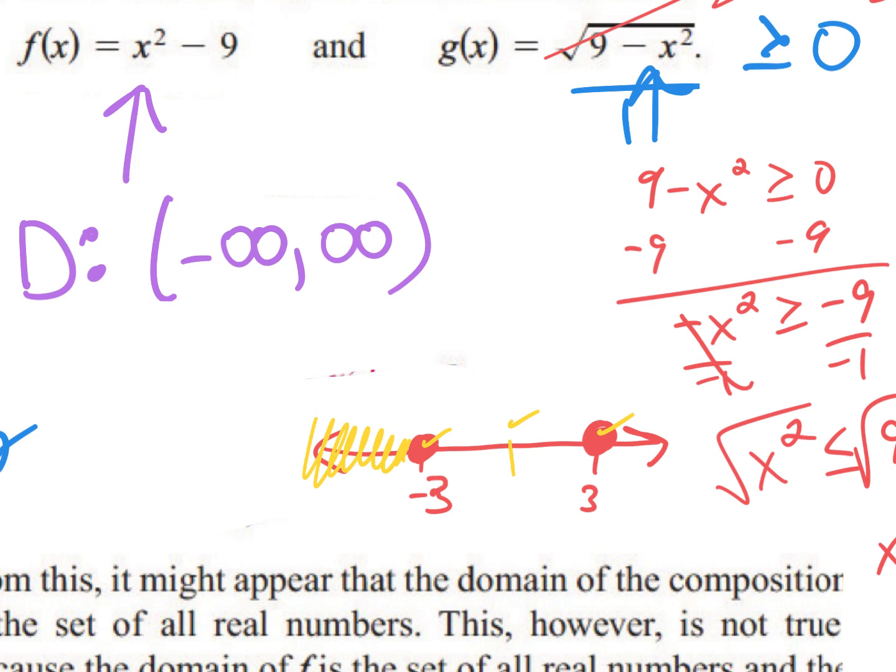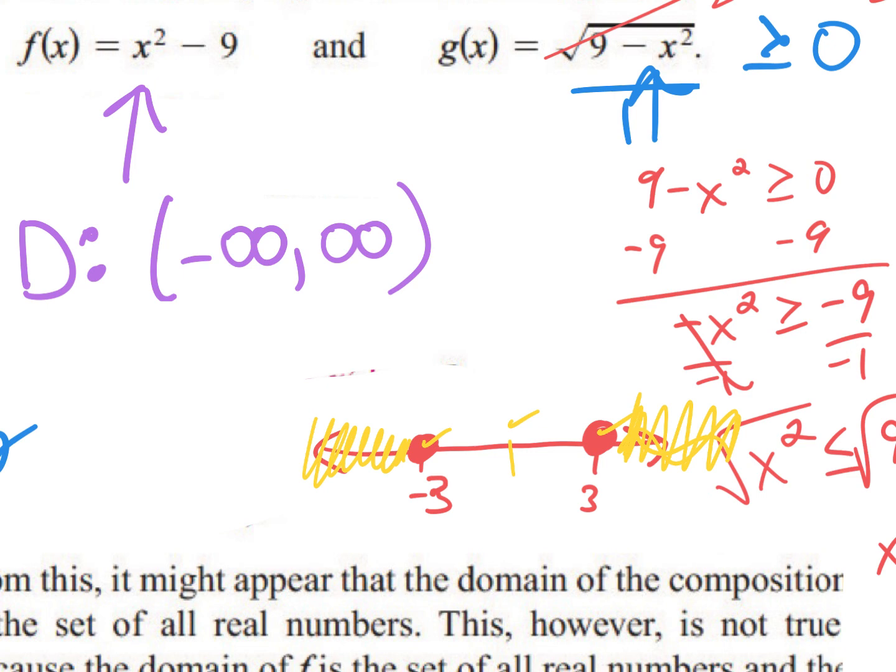All right, pick something to the right of 3. Any number. 4. What's 4 squared? 16. What's 9 minus 16? A negative. So is anything over here going to work? No. So where are the only values going to satisfy our g function? Between negative 3 and 3.